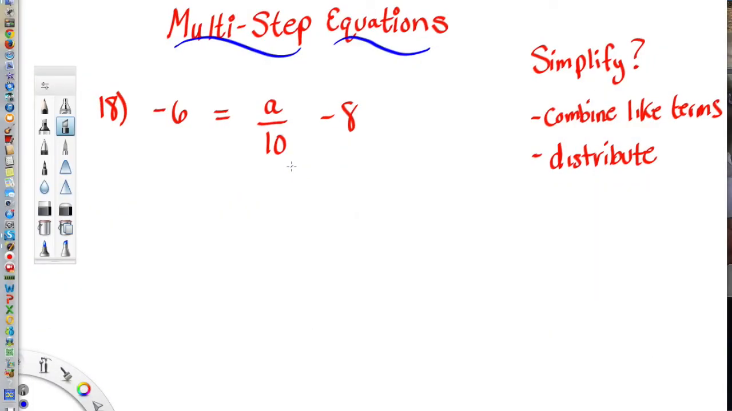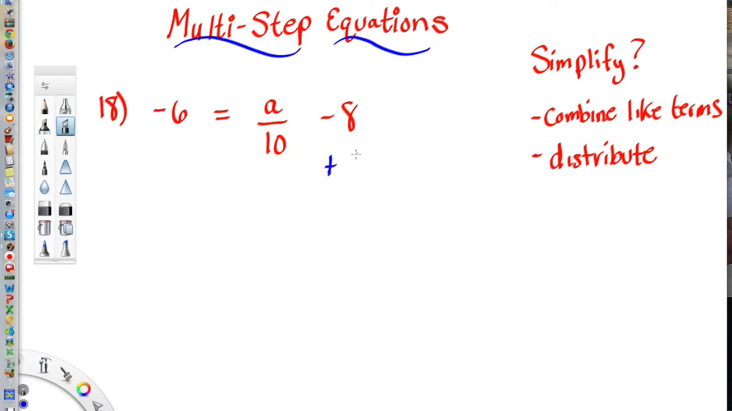Let's look at number 18. With number 18, we have negative 6 is equal to a divided by 10 minus 8. Well, there's no simplifying to do here. We can't combine any like terms. We can't distribute. But what I do see is that I'm subtracting 8, and that's the first thing I want to get rid of.